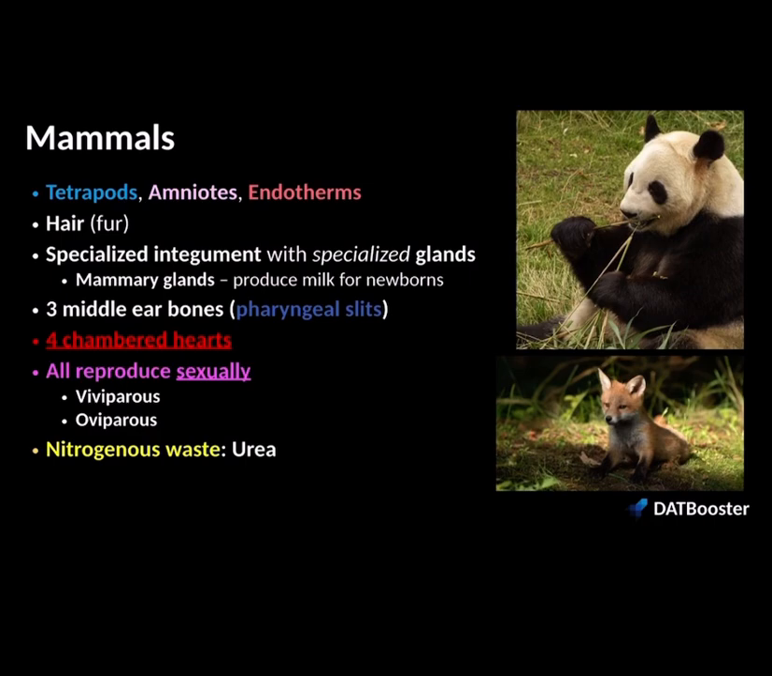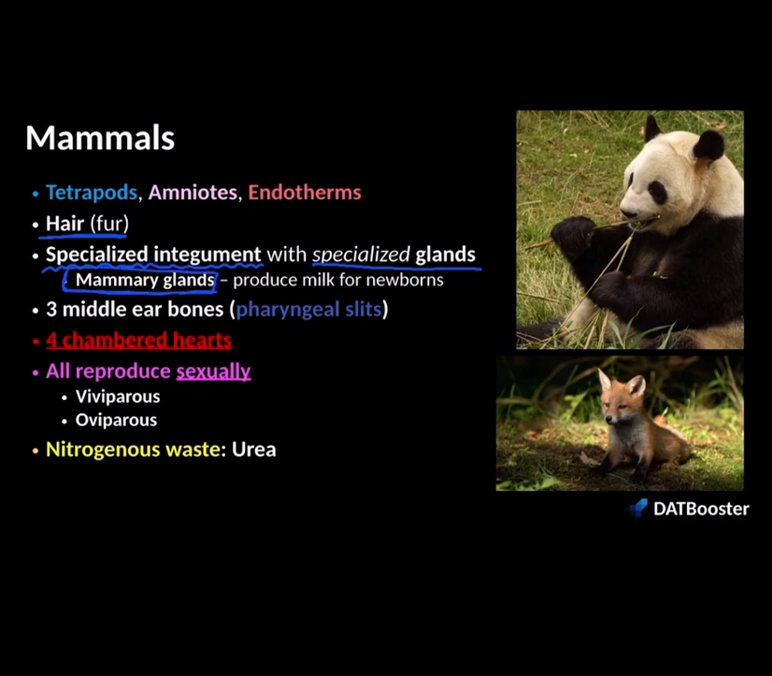So mammals are unique in the fact that they are tetrapods, they are amniotes, they're endothermic just like birds, and they have hair or fur surrounding their body. Their skin is also very specialized. They have specialized integument with specialized glands for excretion. One of those glands is the mammary gland.